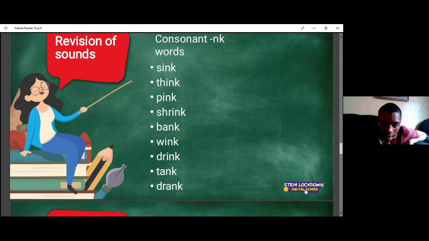That is drank. So the words are sink, think, pink, shrink, bank, wink, drink, tank, and drank. Drank, tank, drink, wink, bank, shrink, pink, think, and sink. These are our words. Let me just go over them.